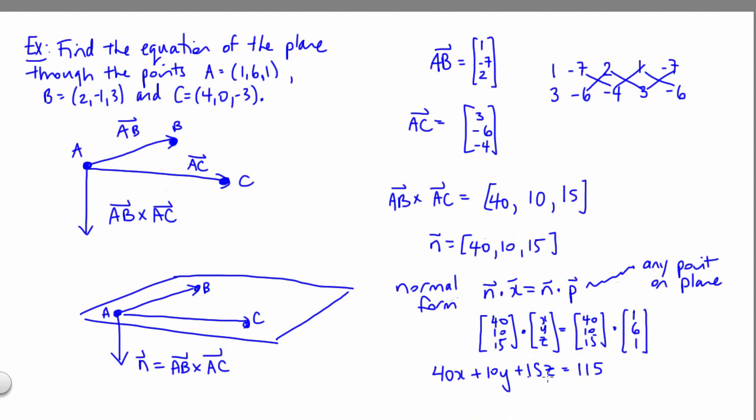That is the equation of the plane through these 3 points. You might notice all your coefficients here are divisible by 5, so you could equally well say 8x plus 2y plus 3z equals 23 if you prefer to make the numbers a little bit smaller. As a double check, you could check that each of these 3 points, A, B, and C, satisfy this equation. So I'm just going to write 3 check marks here to illustrate that we've done that check and that we're satisfied with our final answer.